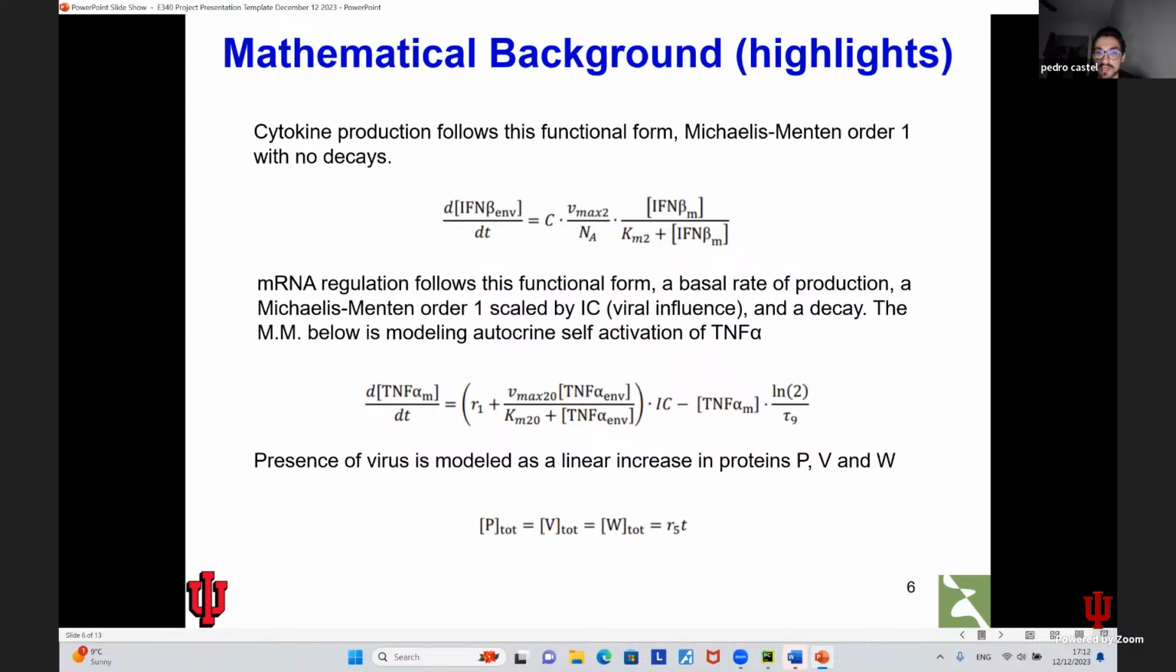So basically what's going on is that IC models the interaction of the P, V, and W proteins in a way that I will show you later. So it's a scaling factor. If you have lots of P, V, and W, what is expected is that you decrease production of TNF.